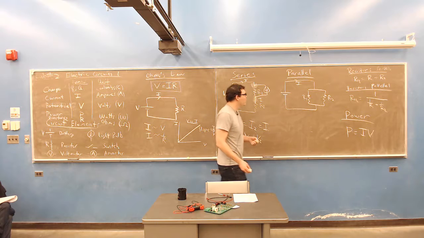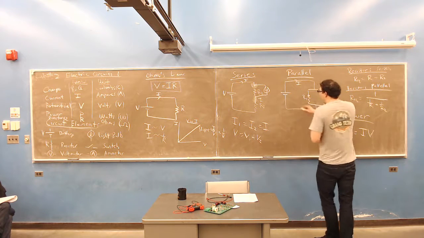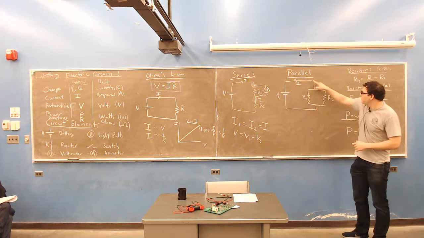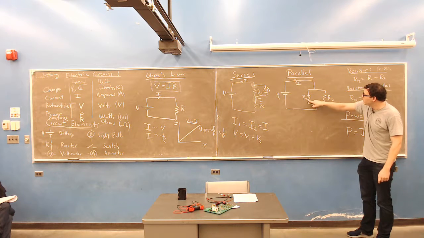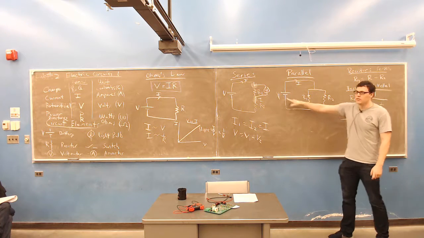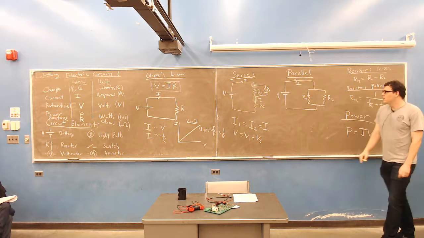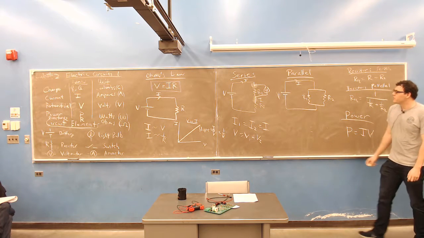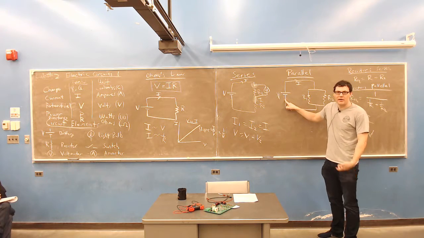All right, parallel. So here I have a battery driving a current, and then it splits up here and goes to 2 resistors and then comes back together and goes back to the battery. All right, let's do voltage first. So if I measure the voltage across the battery, I'm going to get V.